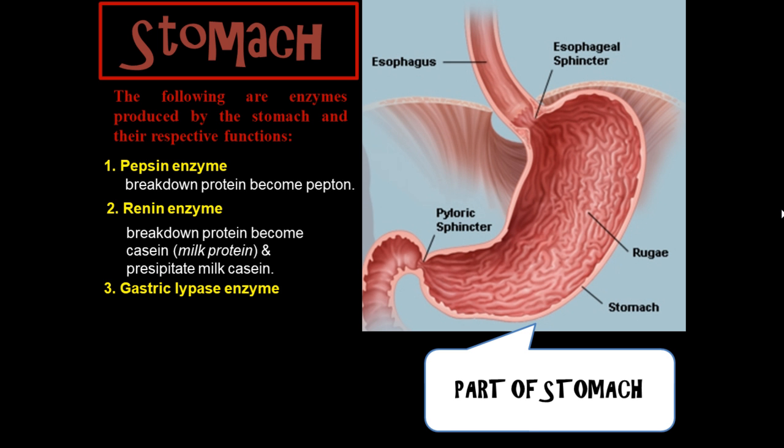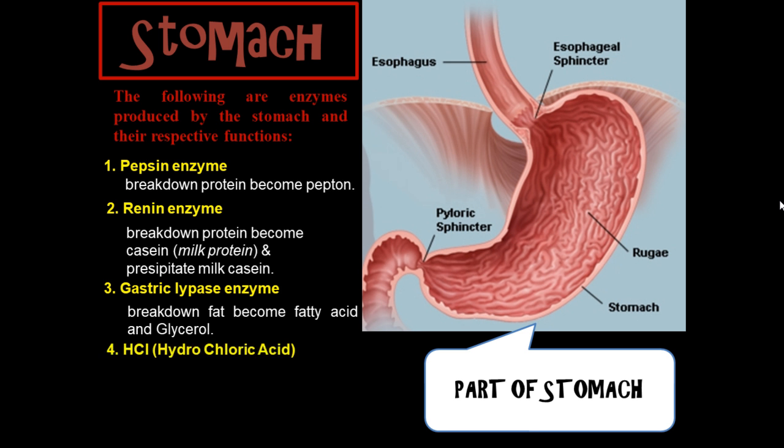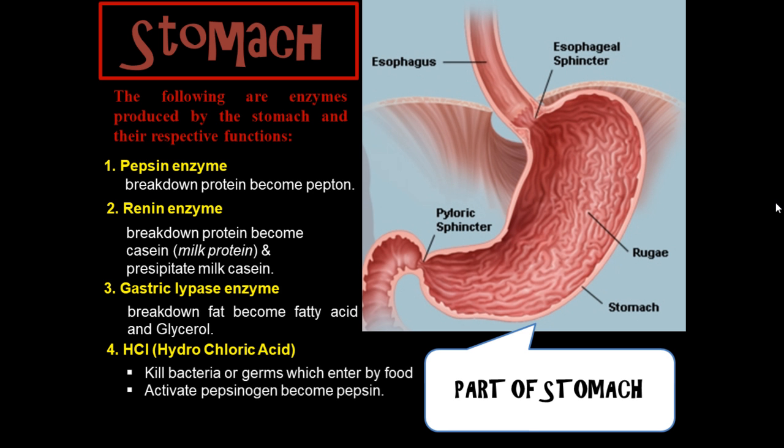The third is gastric lipase enzyme. Its function is to break down fat into fatty acid and glycerol. Number 4 is hydrochloric acid. Its function is to kill bacteria or germs which enter with food and to activate pepsinogen into pepsin.